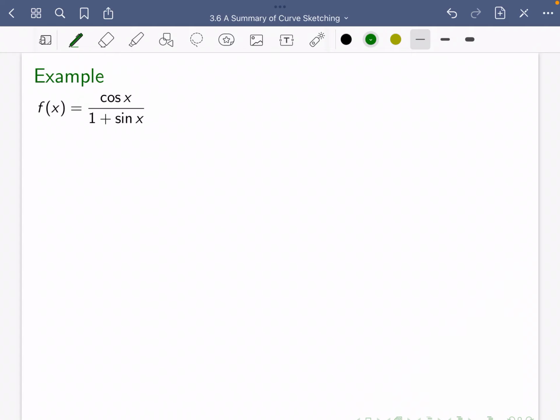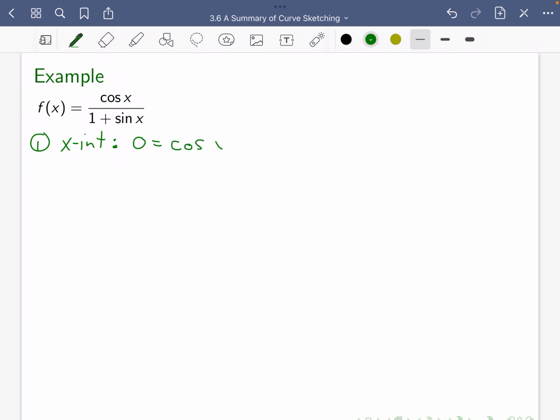In this video, we're going to take a look at a curve sketching example that involves some trig functions. Our function f of x is cosine x over 1 plus sine x. Our first step is to find the x-intercepts. Those are going to occur where we have an output of 0.